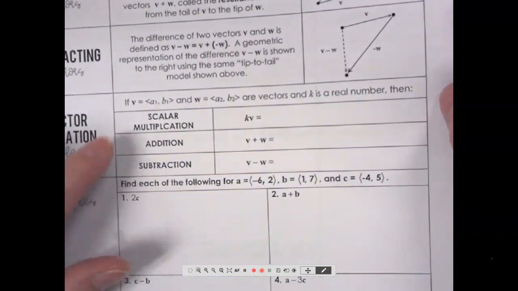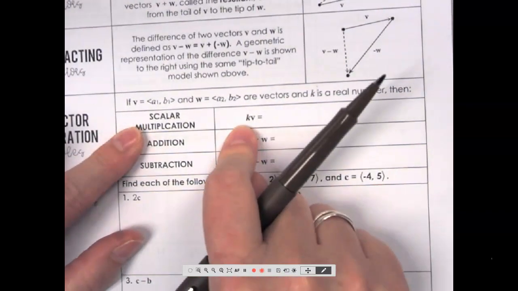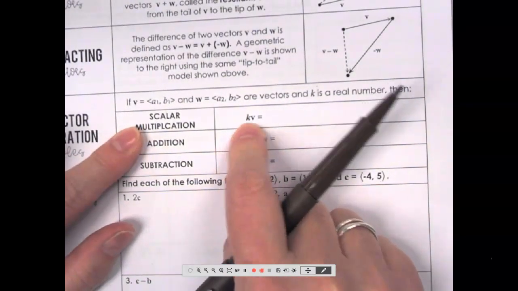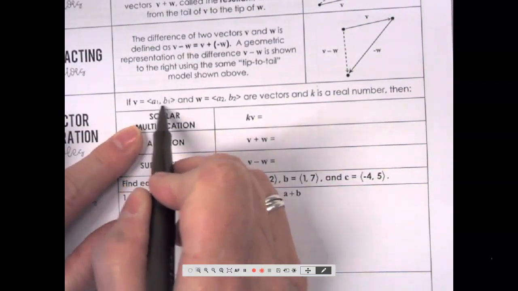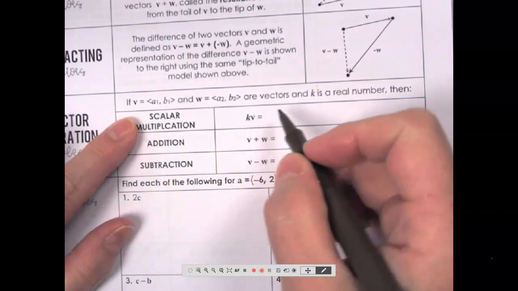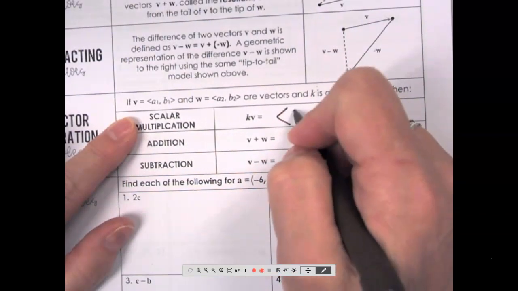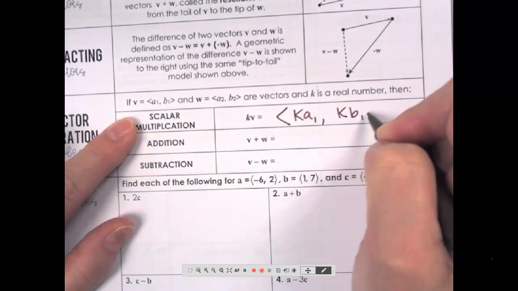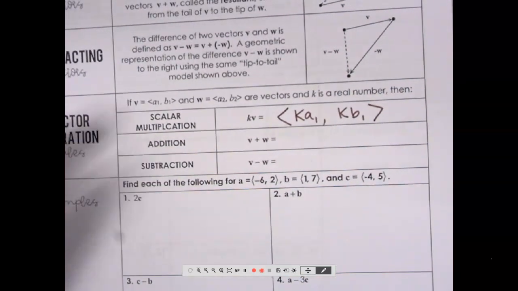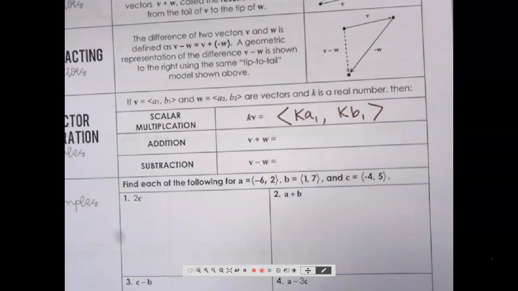Okay, so scalar multiplication means you have a number, which is represented by k here, multiplying a vector. So if vector v is a1, b1, and I multiply it by k, then my new vector is ka1, kb1. So it's kind of like distributing that number to everything in the vector.